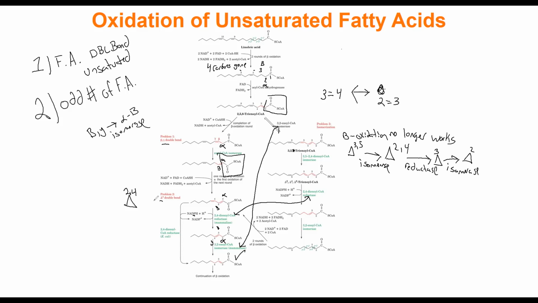If you have a 2,4, or I guess another way to put that is alpha and gamma, you use a reductase, and that's shown over here to make it just a delta 3, and an isomerase to make it a delta 2. And the other problem is if you have a 3,4 by accident, then you can just do the isomerase, reductase, isomerase.